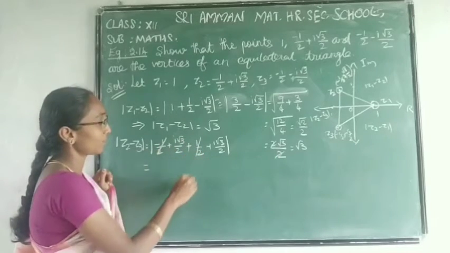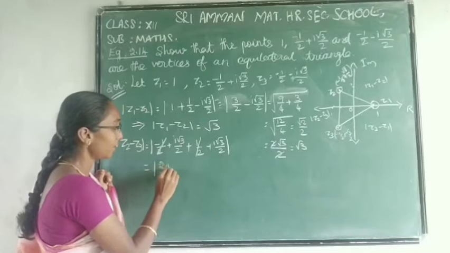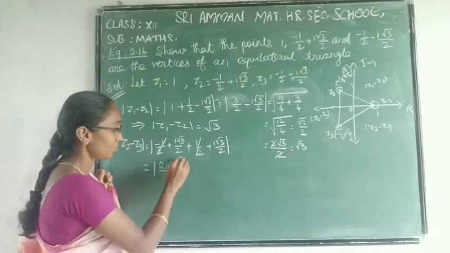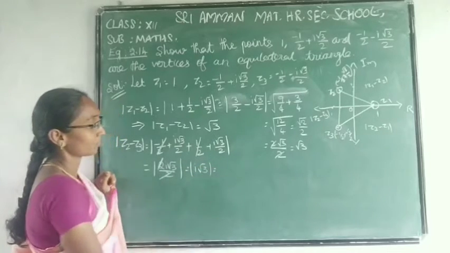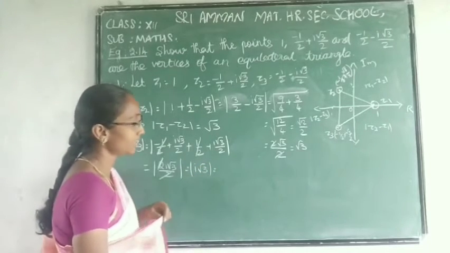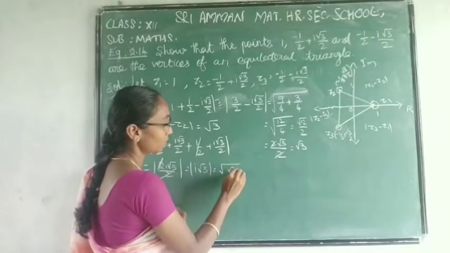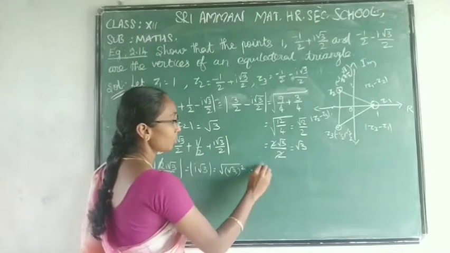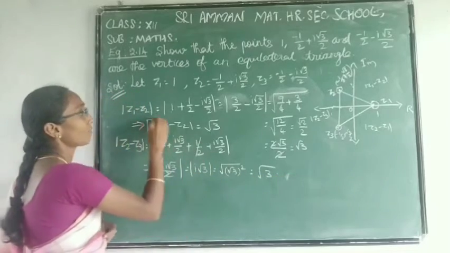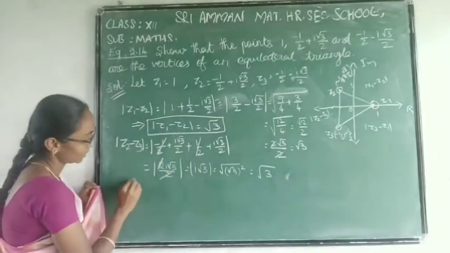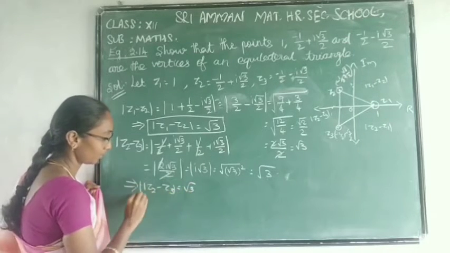So minus 1 by 2 plus 1 by 2 cancel here, and 2i root 3 by 2 cancels to 2. So we get i root 3. What is the modulus of this? This value is root of root 3 the whole square, which is root 3, which implies modulus of z2 minus z3 equals root 3.